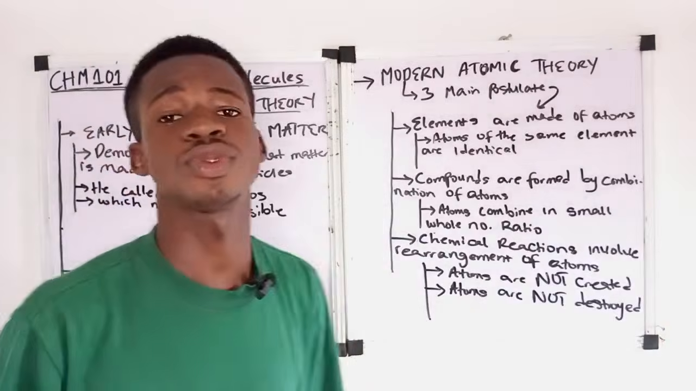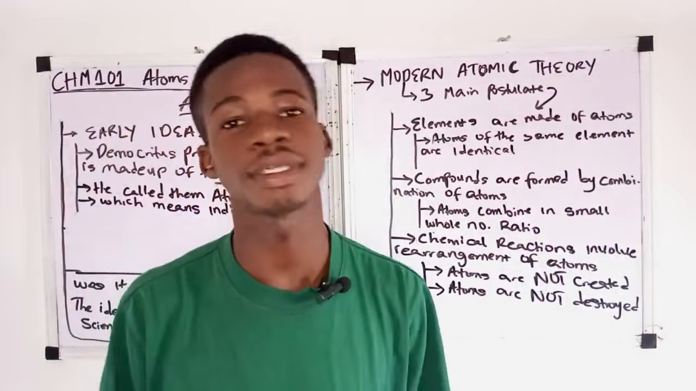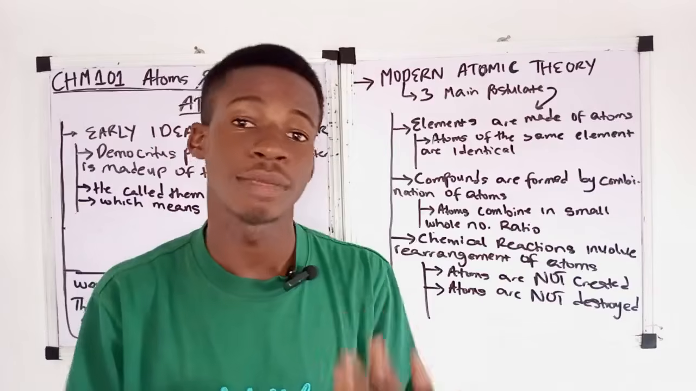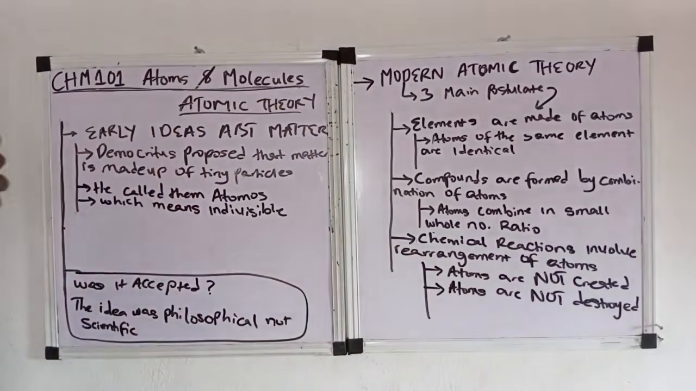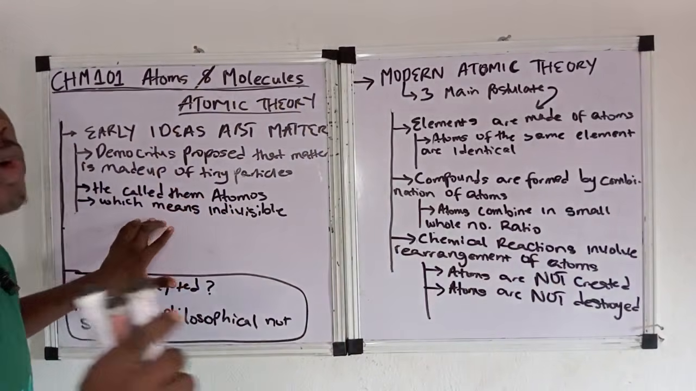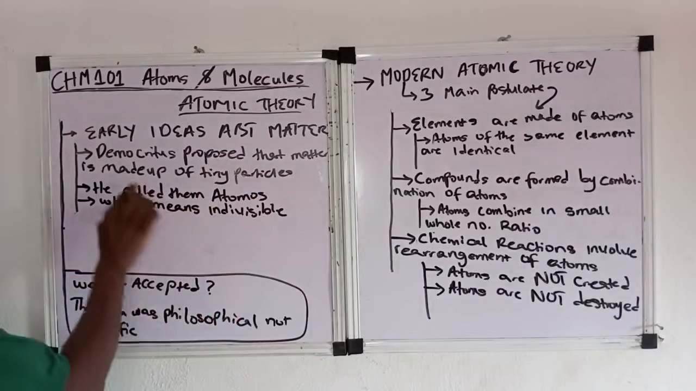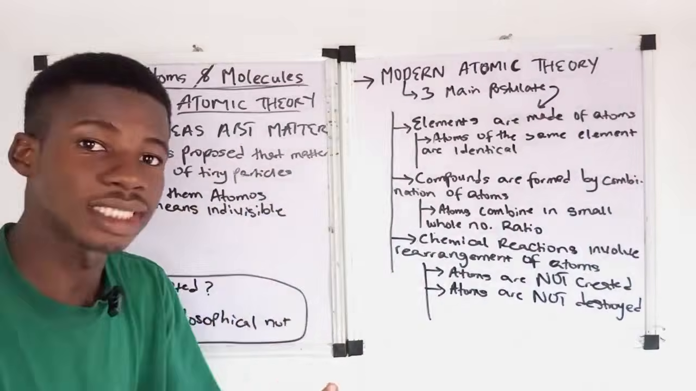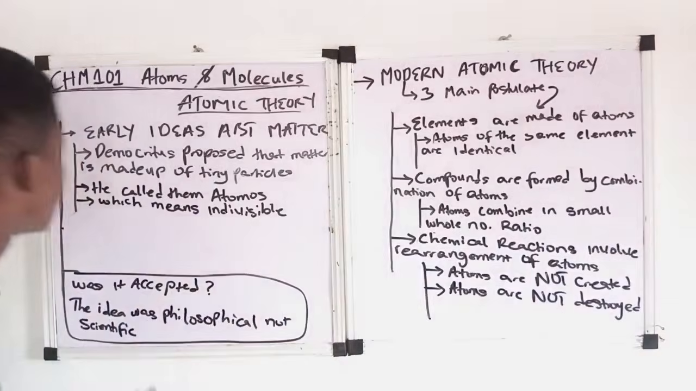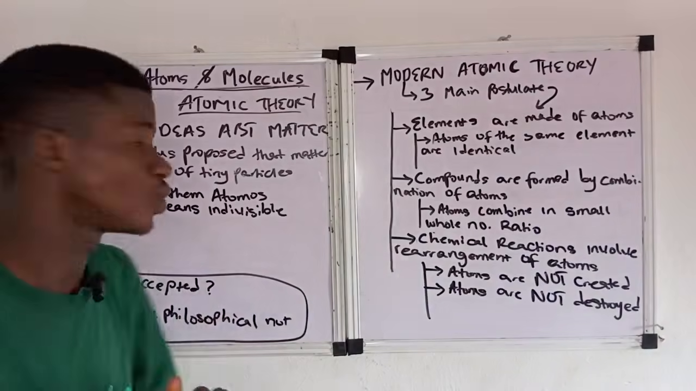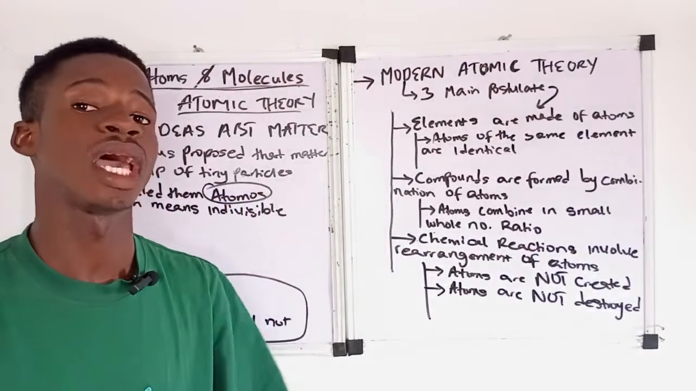Democritus, a Greek philosopher, was the very first person who brought about the word atom. He was the first person to propose that matter is made up of tiny particles, and he called those tiny particles atomos.